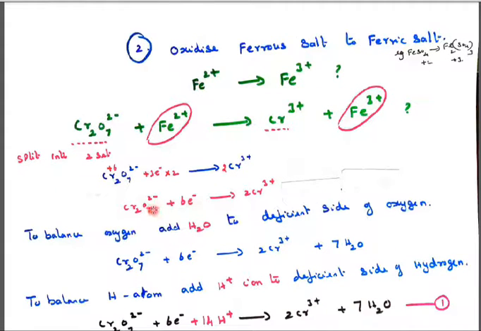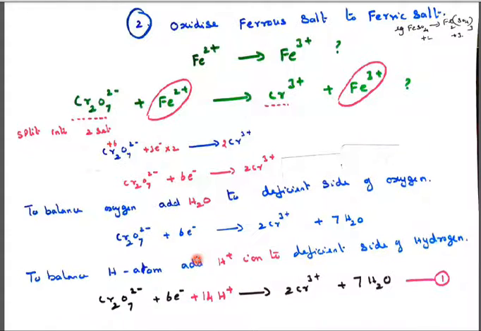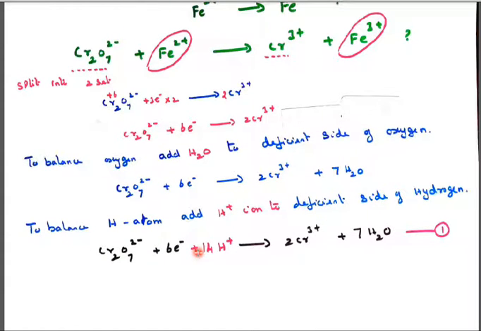To balance the oxygen, put water on the side deficient in oxygen. Here there are 7 oxygens and on the other side none, so put 7H2O. To balance hydrogen, multiply 7 by 2 to get 14 and add 14H plus on the side deficient in hydrogen. We get Cr2O7 2 minus plus 6 electrons plus 14H plus gives 2Cr3 plus plus 7H2O. This is the parent, the skeletal equation, which is followed in all the examples.